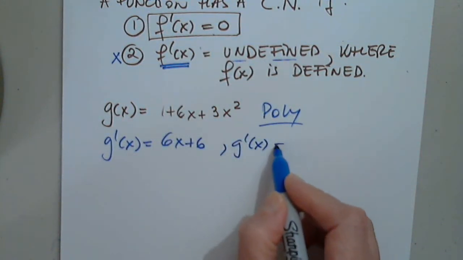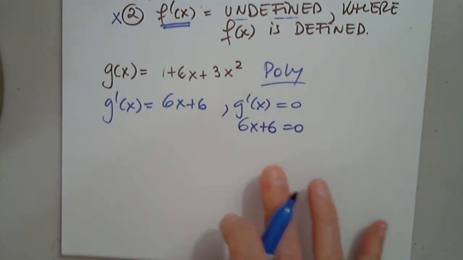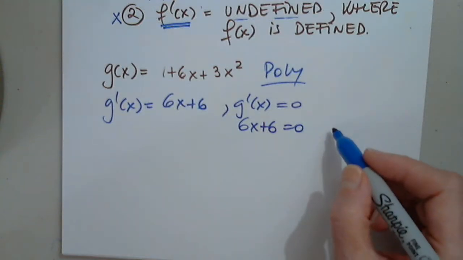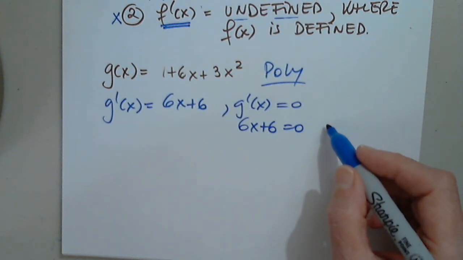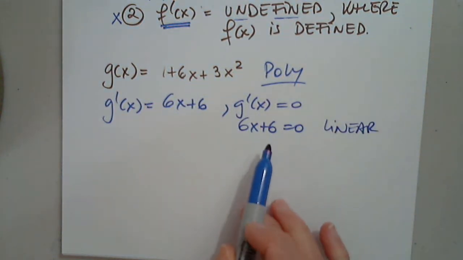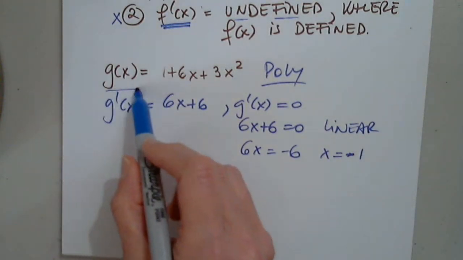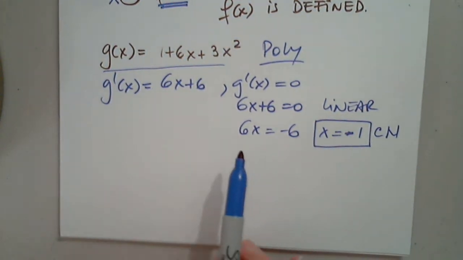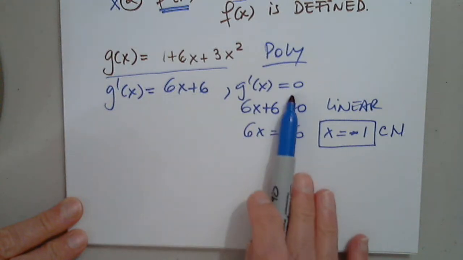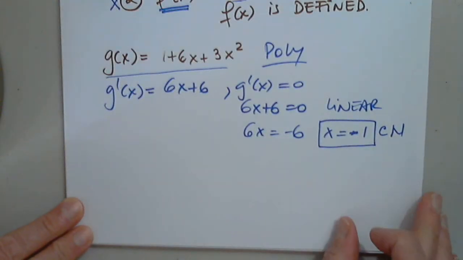Now I have to check the other one. Can g prime of x be 0? I don't know, but I'm just going to write the equation. What type of equation is this? Linear. Thank you very much. So I move 6 to the other side, and I get x equals -1. So this function has one critical number, obtained from the derivative set equal to 0, only from the first source. Then I'll let you choose in a minute.